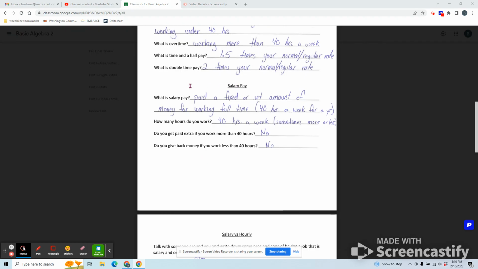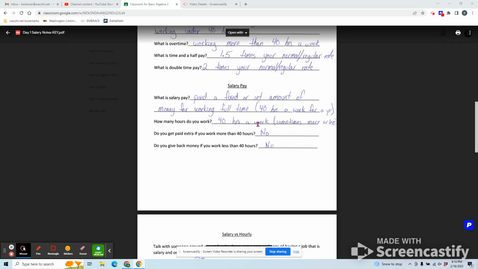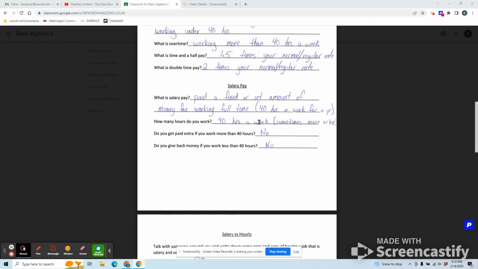Then there's salary pay. So salary pay is a fixed or set amount of money for working full time. And full time is 40 hours a week for a year. How many hours do you work? You work 40 hours a week. However, with salary positions, sometimes it could be more than 40 hours. Sometimes it could also be less than 40 hours. Okay, the average is just 40 hours a week.